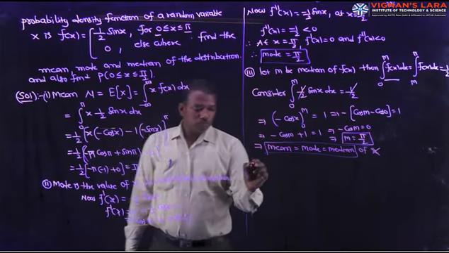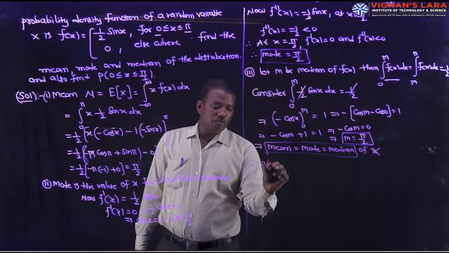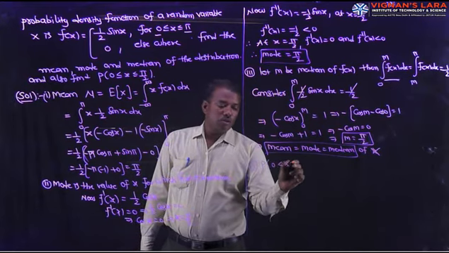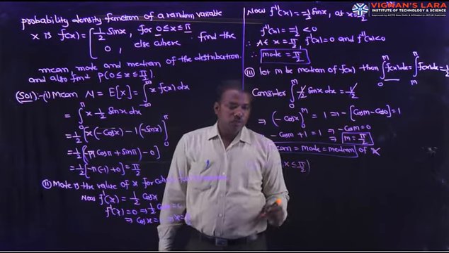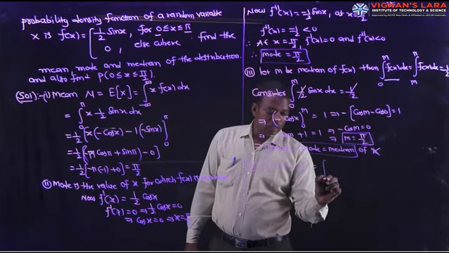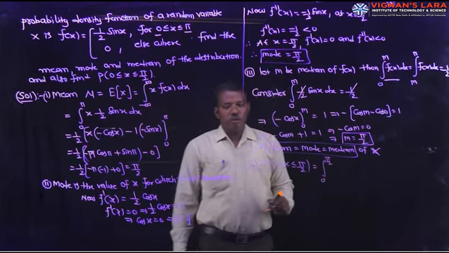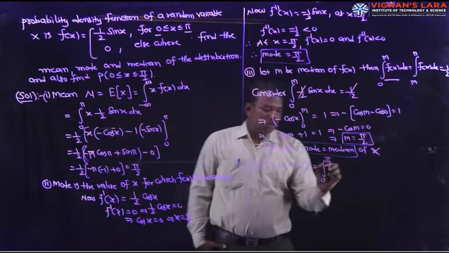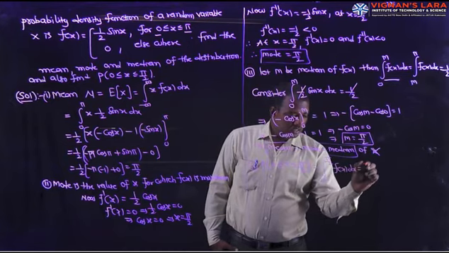Then the next one, the last one, is the probability between 0 and pi by 2. P of 0 less than or equal to x less than or equal to pi by 2 is nothing but the integral from 0 to pi by 2. In between 0 and pi by 2, what is the function f of x? What is f of x here?